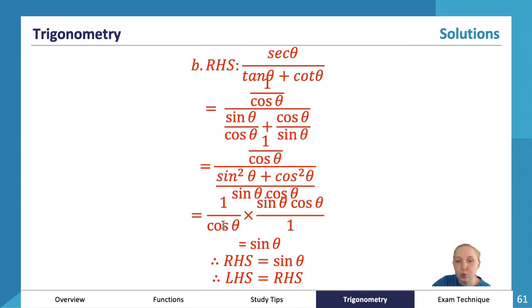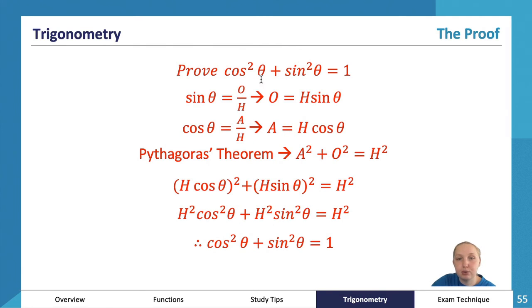Then we'll get 1 on cos theta multiplied by sine theta on cos theta on 1. Essentially, because in order to get rid of this fraction in the denominator, what we do is we flip it and we multiply it by the numerator. And then we get 1 here because sine squared theta plus cos squared theta equals 1, because we just proved that identity. So that was the identity that we proved just here.